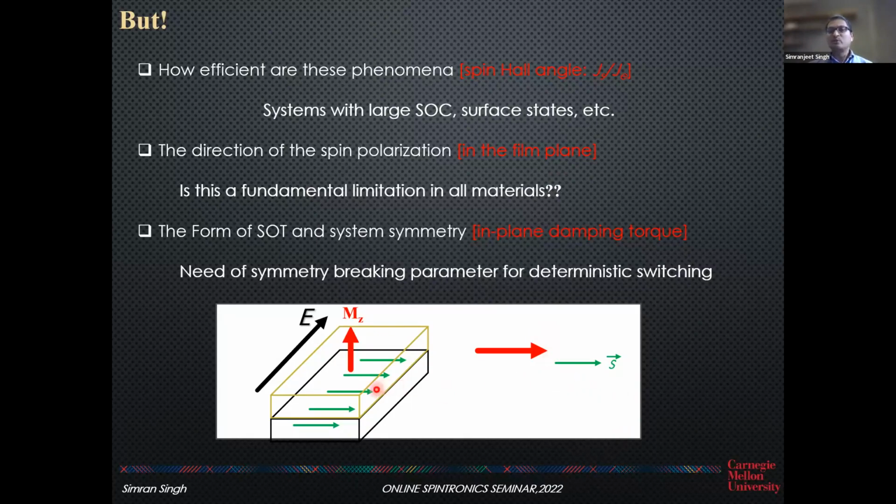So what people do is apply an external magnetic field to break the system symmetry, so that you can achieve deterministic switching. And just to mention why we need PMA materials: if you're talking about thermally stable, densely packed magnetic bits, your best bet is perhaps magnetic thin films with perpendicular magnetic anisotropy. So that's one way to do deterministic switching of a PMA magnet using conventional spin source materials such as platinum or topological insulators.